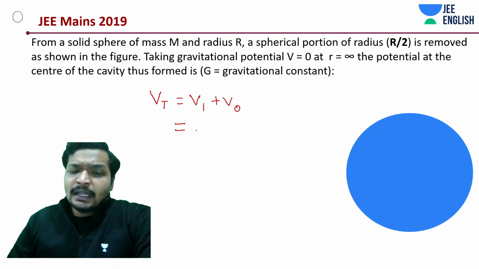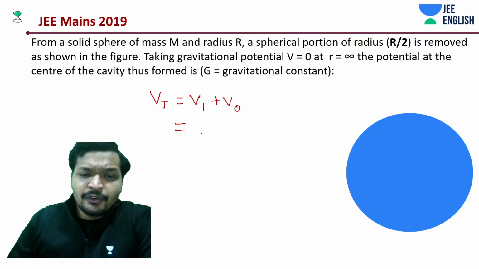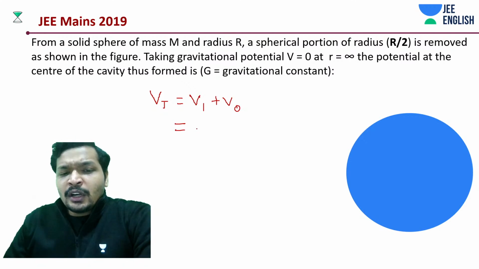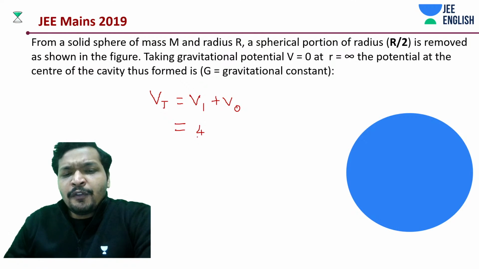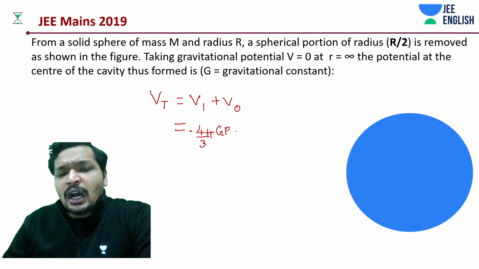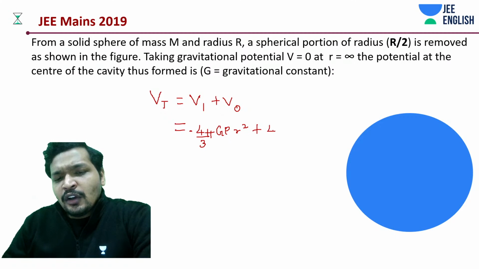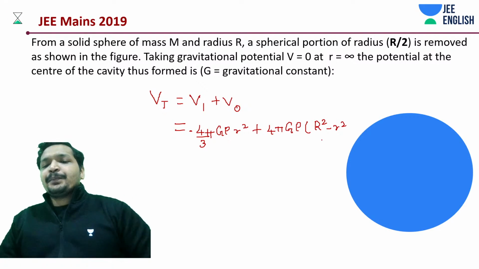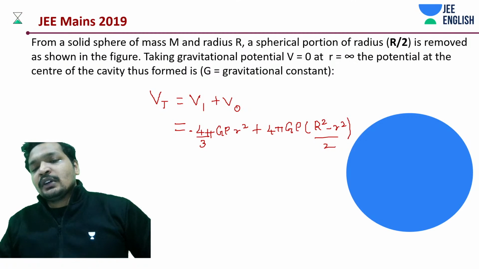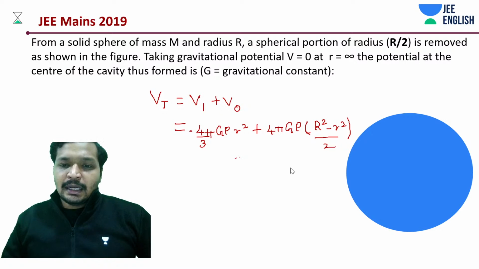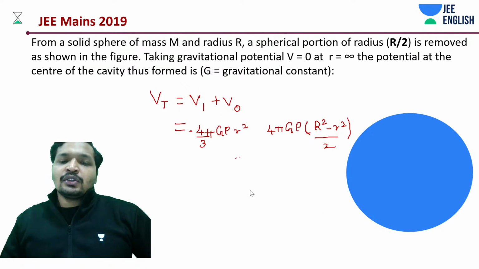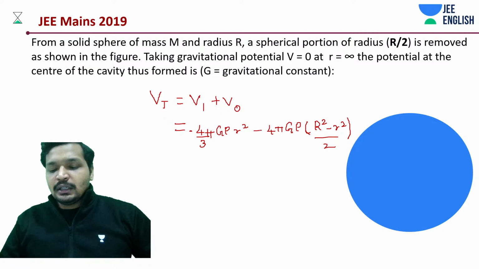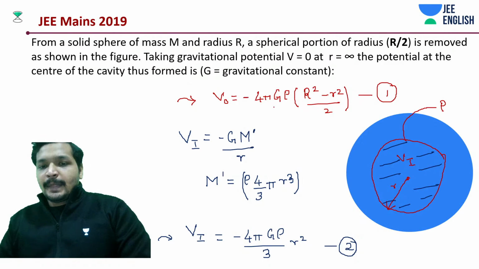If you know the formulae, next thing that we are going to discuss is the most important thing for you. V inner was something like, negative sign would be there, 4 by 3 pi G rho R square, and V outer was how much? 4 pi G rho, capital R square minus small r square divided by 2. And we are missing out one more thing. My mistake, the negative sign on this is also going to be negative. It's not positive. Negative everything. Just add them both.